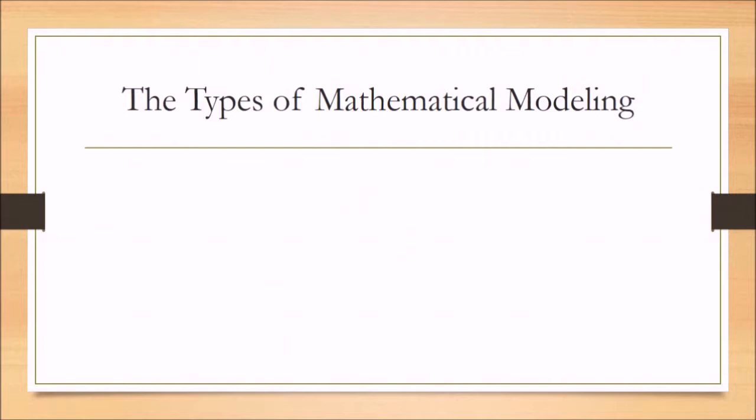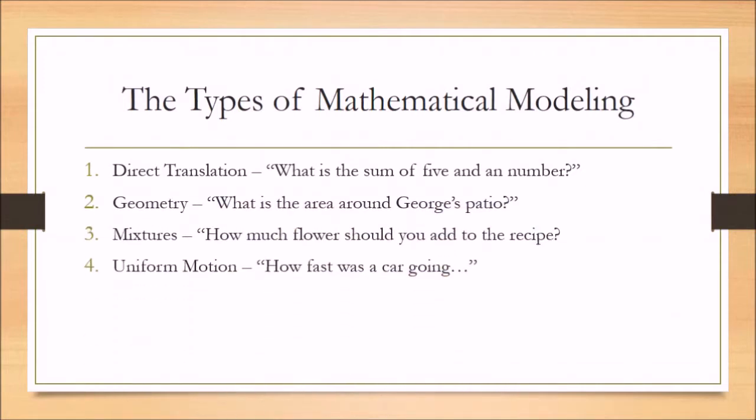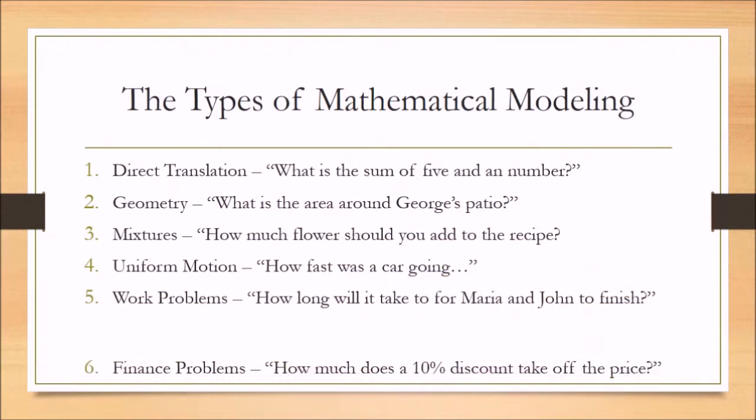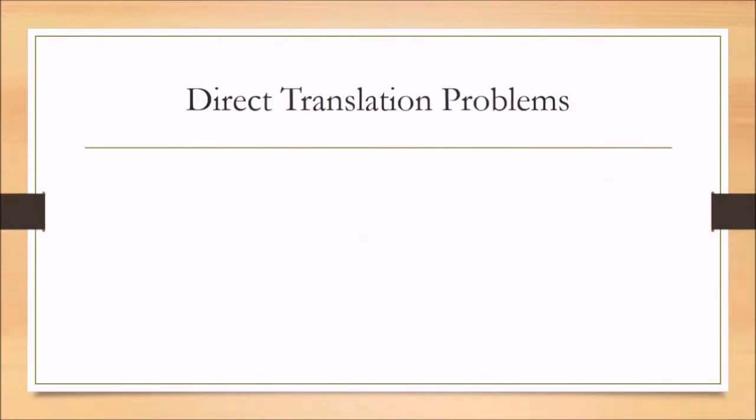The types of mathematical modeling, or basically word problems, that we're going to find in these questions are direct translation, geometry, mixtures, uniform motion, work problems, and finance problems. You can see I have examples of each. In this video, we are going to be dealing with the first 3: direct translation, geometry, and mixtures. So let's start out with direct translation.